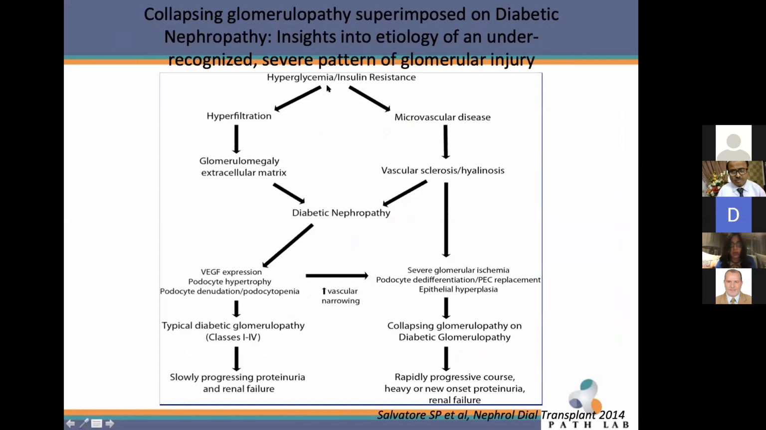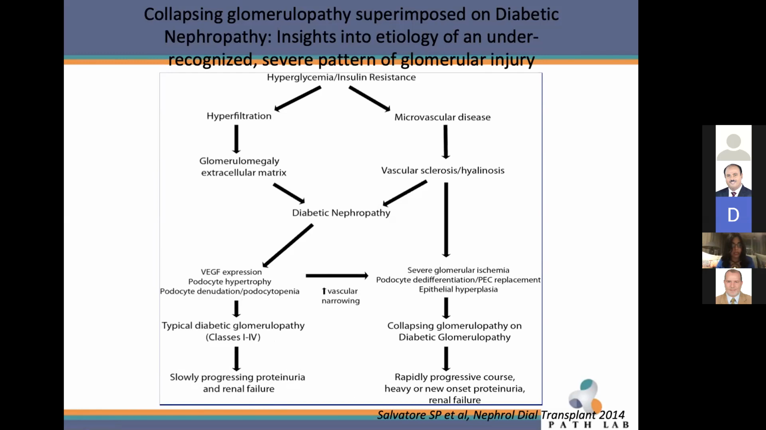You get a patient with hyperglycemia or insulin resistance, and then you have the usual pathway where you get hyperfiltration, glomerulomegaly, extracellular matrix, then you get diabetic nephropathy. Then you have increased vascular endothelial growth factor, podocyte hypertrophy, podocyte denudation and podocytopenia, and you get typical diabetic glomerulopathy, classes 1 to 4, and you start having a classic patient with slowly progressing proteinuria and renal failure.